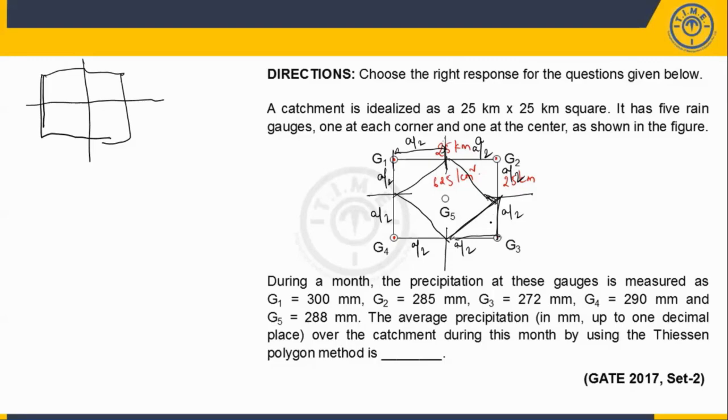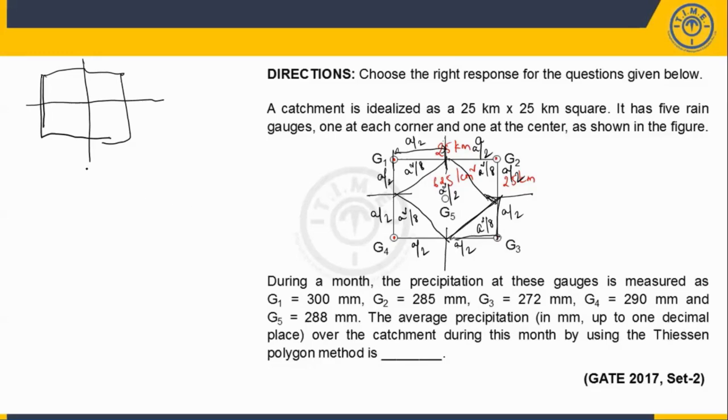A square upon 8. And this will also be equal to A square upon 8. And this will also be equal to A square by 8. That is all together, how much it will become? Tell me. 4A square by 8, A square by 4, A square by 2. So the central part will be A square by 2.